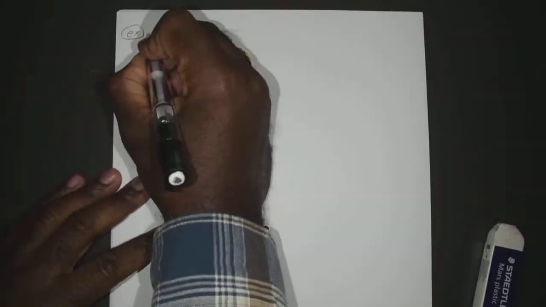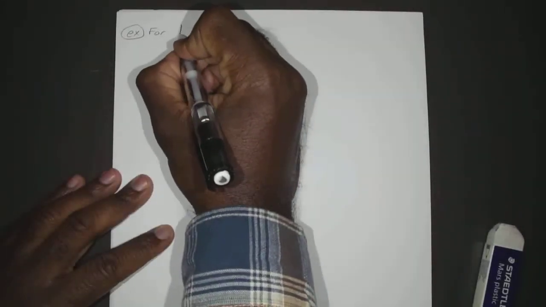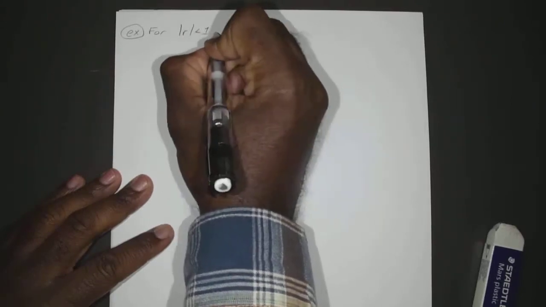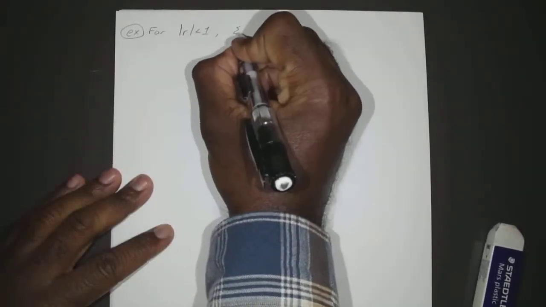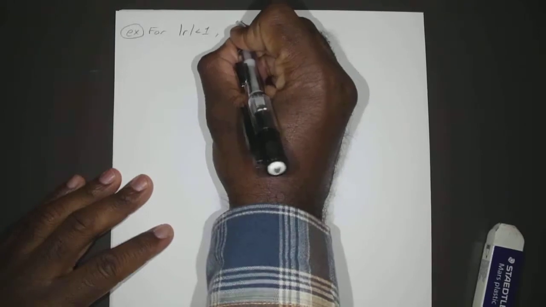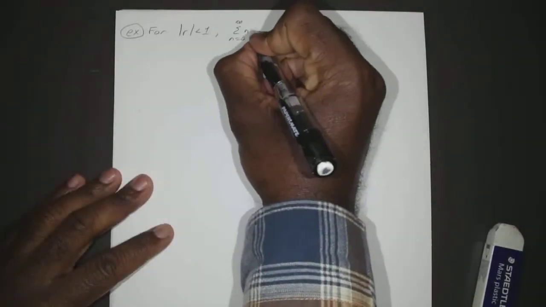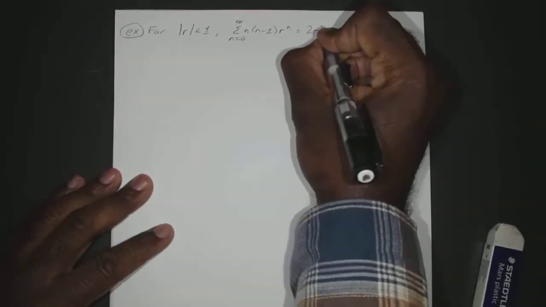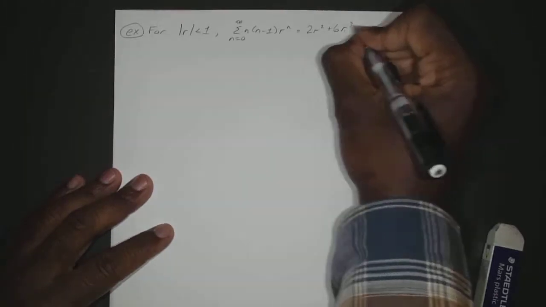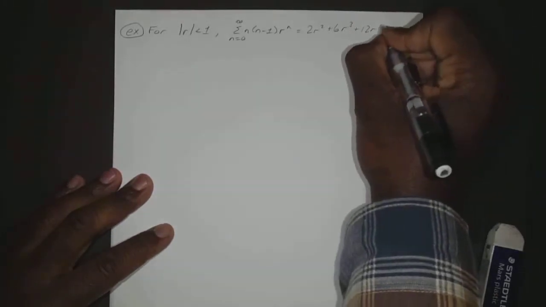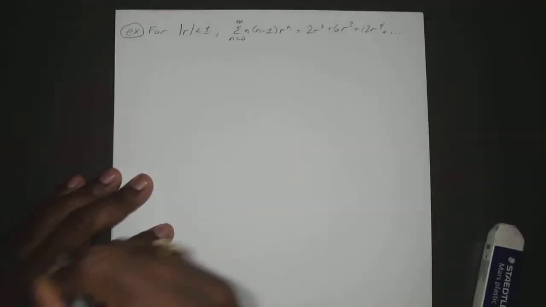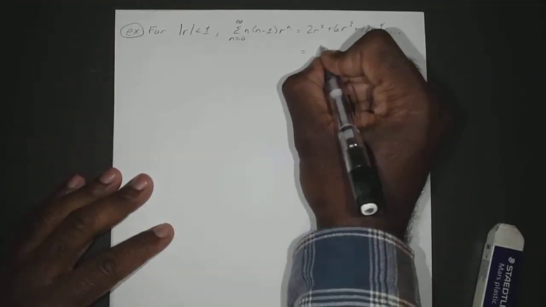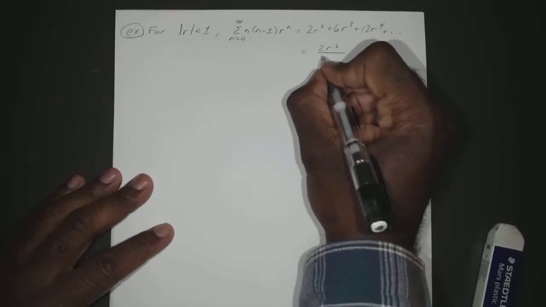All right, so let's say for the absolute value of r less than 1, the sum from n equals 0 to infinity of n times n minus 1 times r to the nth power equals 2r squared plus 6r to the third plus 12r to the fourth, and it keeps on going and going until eventually it equals 2r squared over 1 minus r to the third.